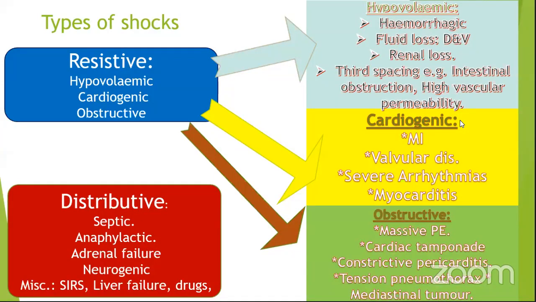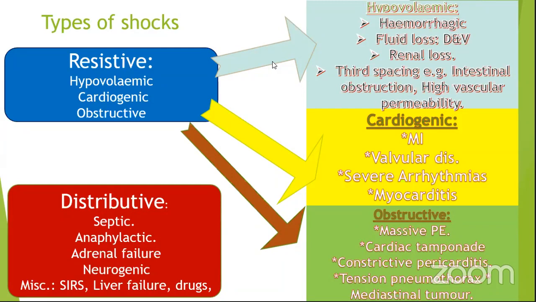What is the mechanism of obstruction causing shock? Take massive PE: what will happen in the pulmonary trunk? It will be obstructed. The preload comes from the inferior and superior vena cava, going to the right atrium, then to the right ventricle. But when it goes to the pulmonary artery, it is not passing because there is an obstruction. So there is not enough blood going to the left side of the heart, decreasing the cardiac output.